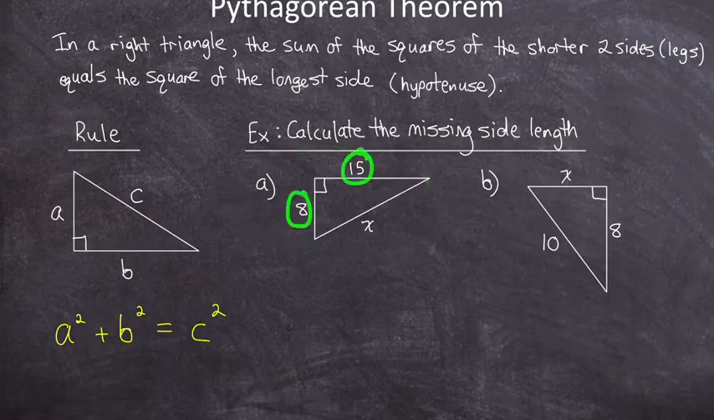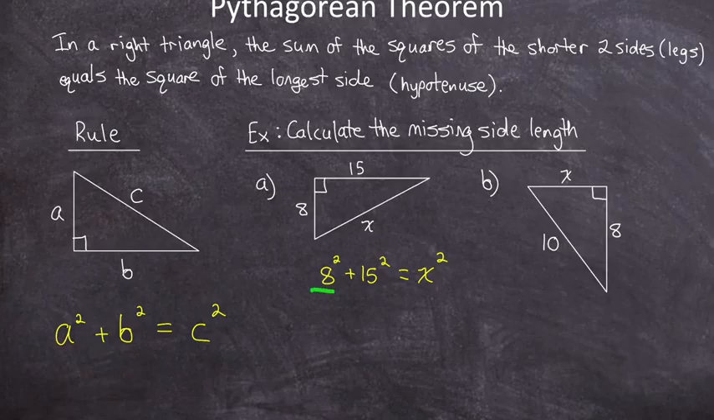If we look at example A, Pythagorean theorem tells us that the sum of the squares of the shorter 2 sides, so 8 squared plus 15 squared, would be equal to the square of the longest side, which is always the one across from the right angle. So it's equal to x squared. And now I can just use algebra to solve for x.